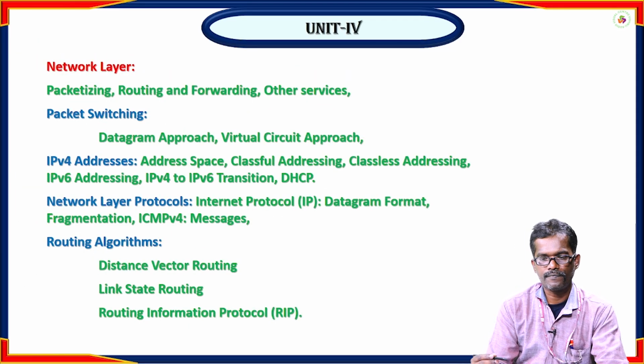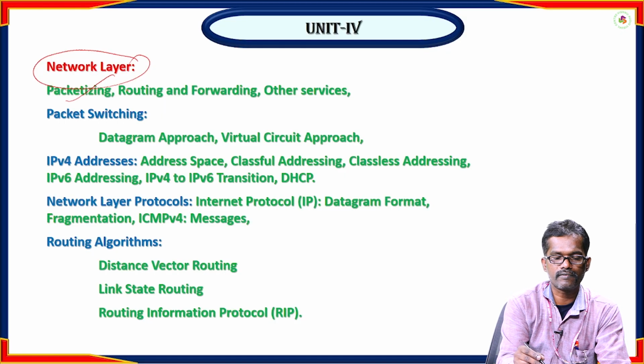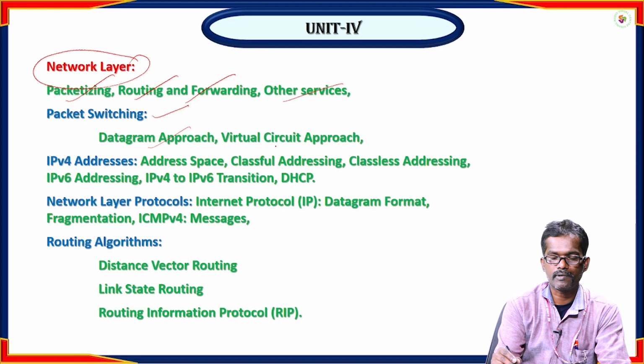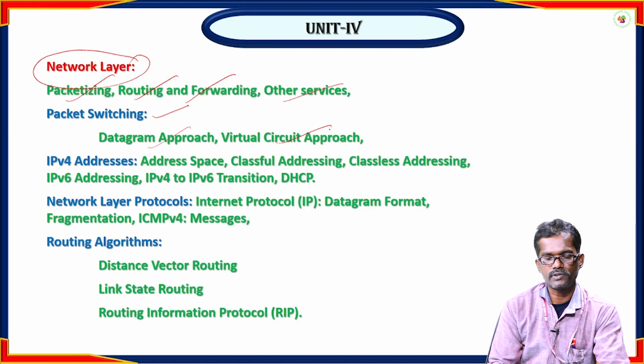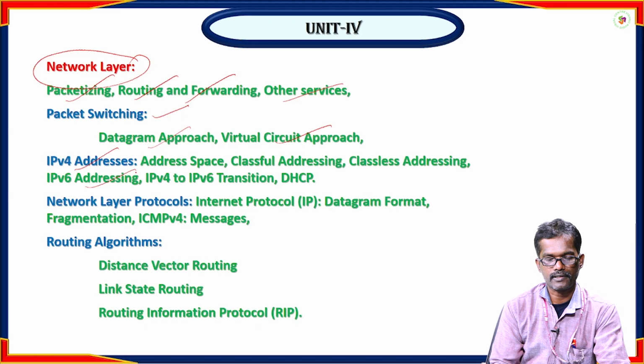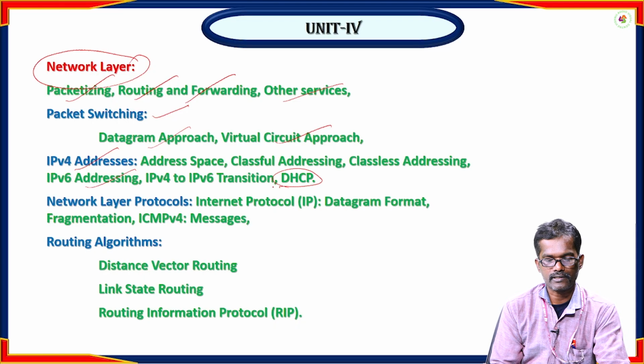And then coming to the fourth unit, here we have taken the network layer. For this network layer, what is meant by packetizing, how the packetizing will be made, and routing and forwarding techniques and other services of the network layer. And then the second topic is packet switching. In packet switching, datagram approach and virtual circuit approach techniques are there. And then IPv4 addressing and IPv6 addressing. For this, classful and classless addressing, everything we will see under this. And then DHCP, and then IPv4 to IPv6 transitions.